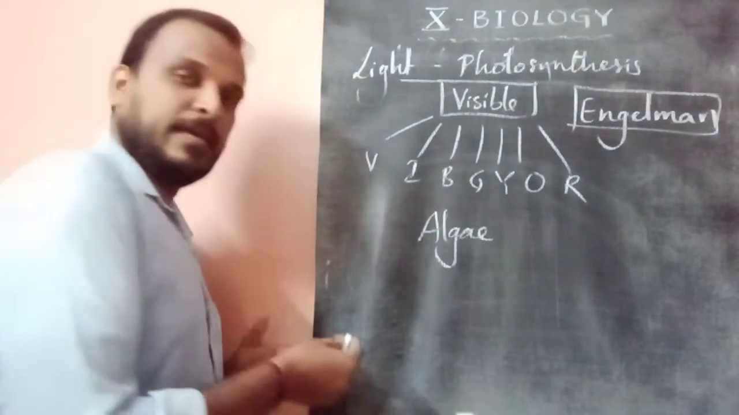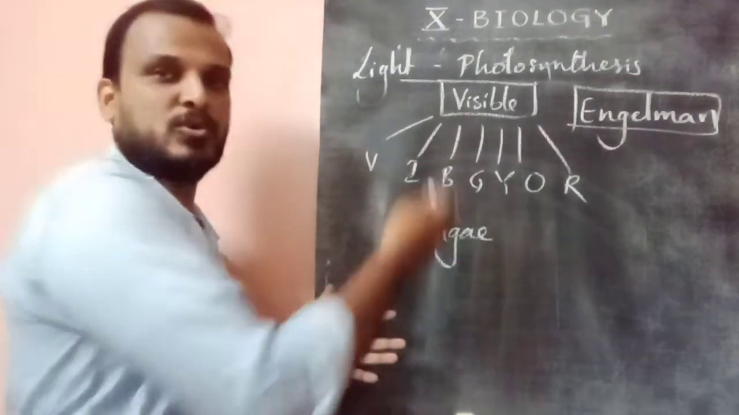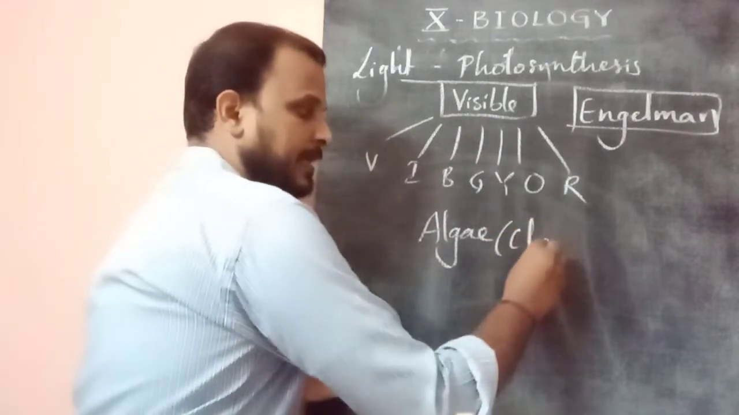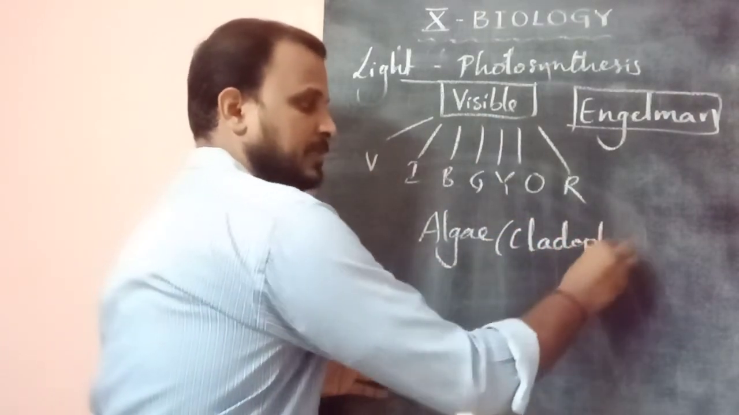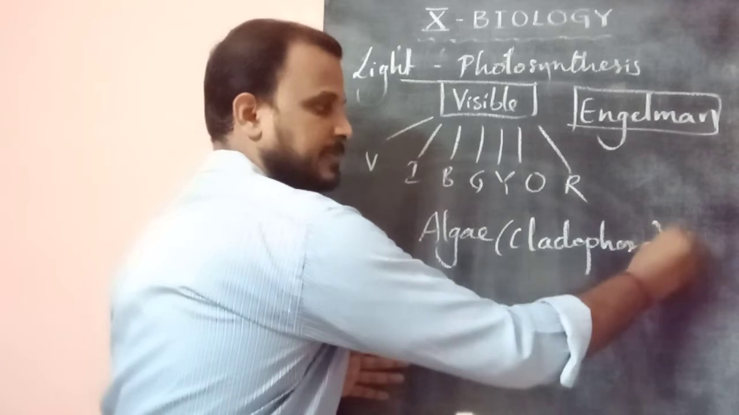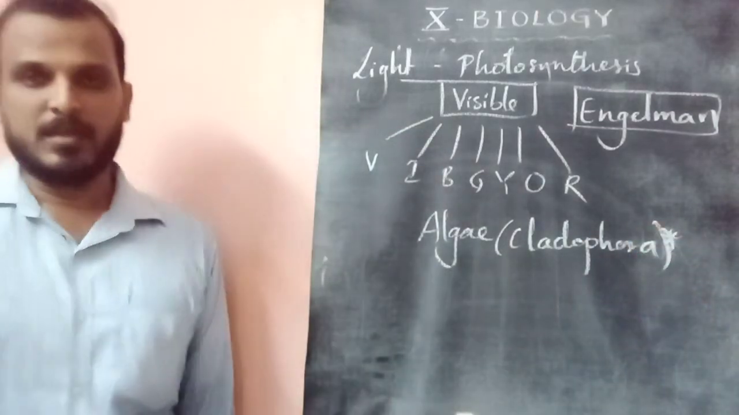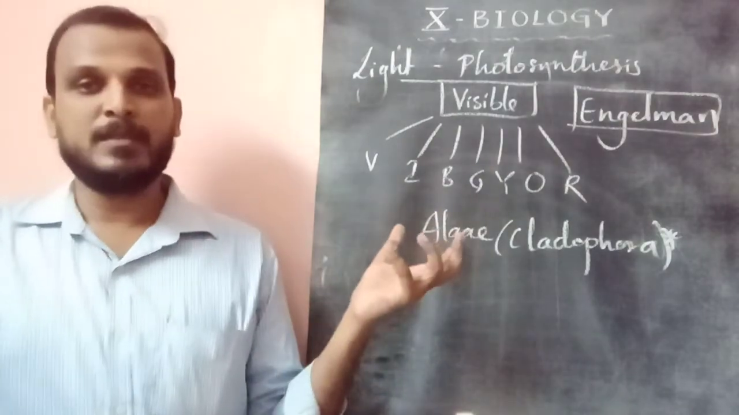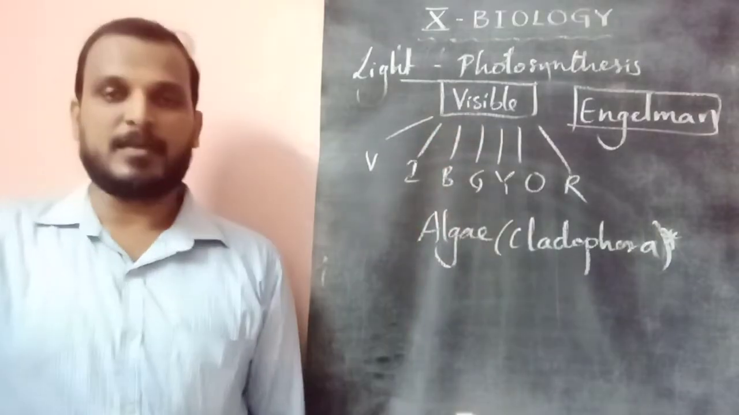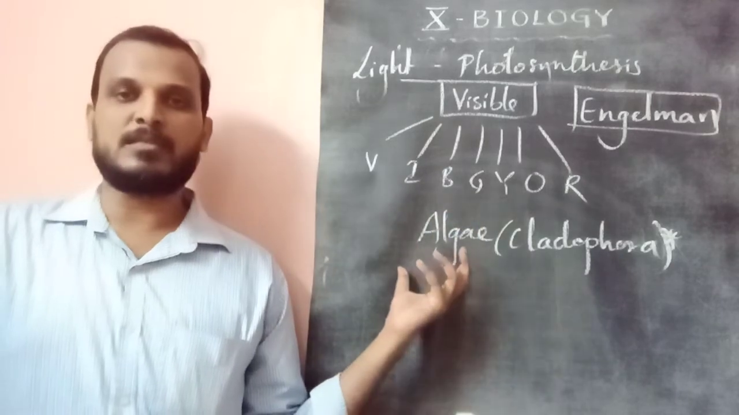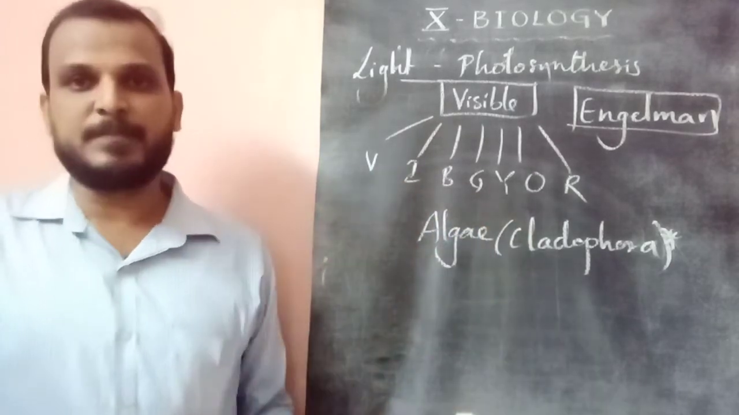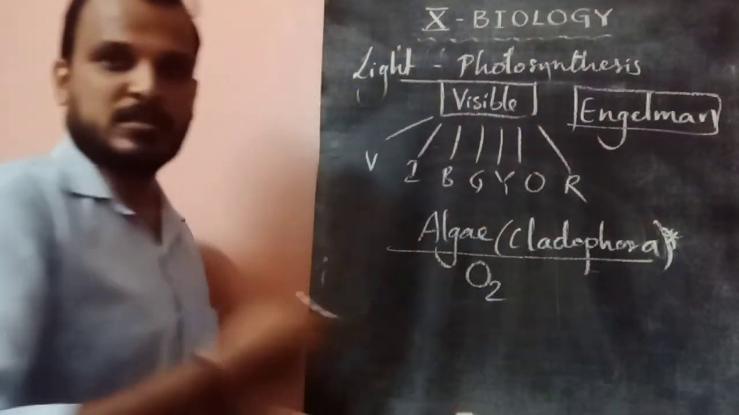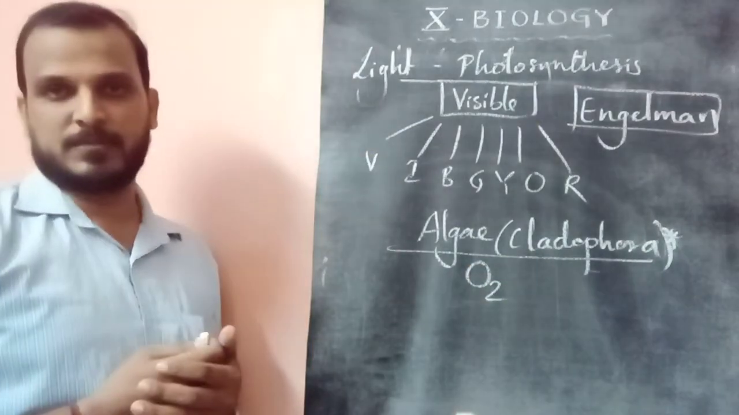So he allowed algae to do photosynthesis in these differently colored lights. The algae name is Cladophora. This name is not given in our standard, dear children, it is additional information. Cladophora was allowed into this spectrum of different colors. The algae did photosynthesis and released oxygen.